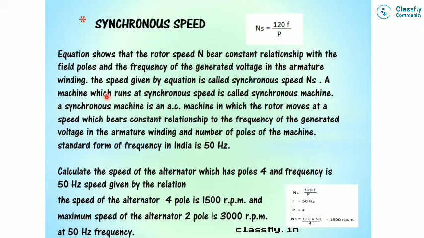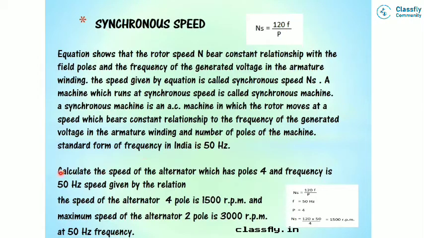Now a machine which runs at synchronous speed is called a synchronous machine. A synchronous machine is an AC machine in which the rotor moves at a speed which bears a constant relationship to the frequency of the generated voltage in the armature winding and the number of poles of the machine. That means it is an AC machine when the rotor shows a relationship between the field poles and the frequency generated by the armature winding. And the standard frequency in India is always 50 Hz.